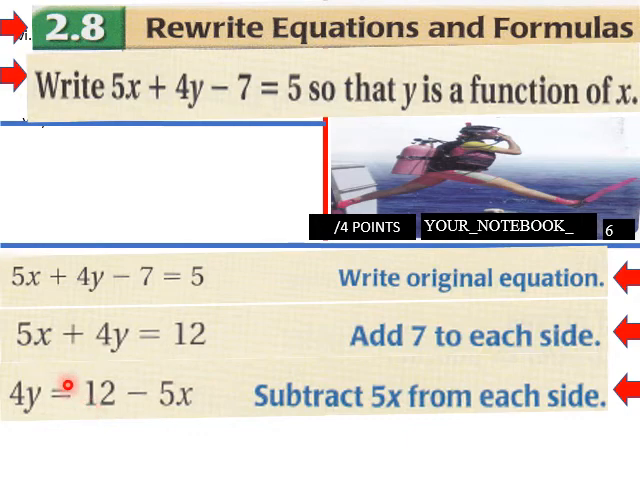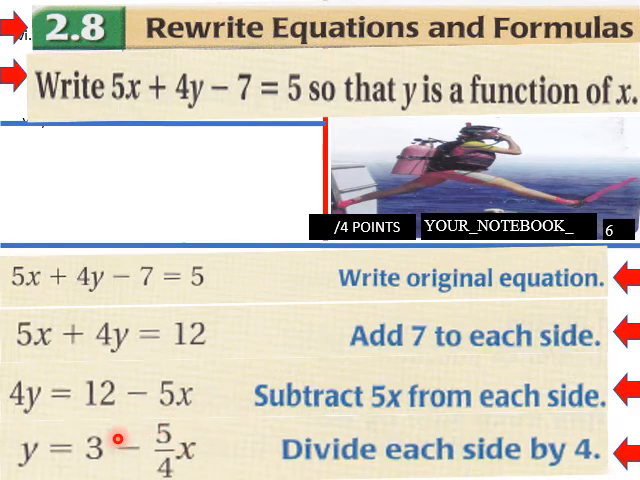And then we're going to move our x over because we're going to solve y as a function of x. So we want y on our left side. So we move over our 5x by subtracting 5x from both sides. And we have divide through by 4 now. We have y equals 3 minus 5 over 4x. So there is y as a function of x.